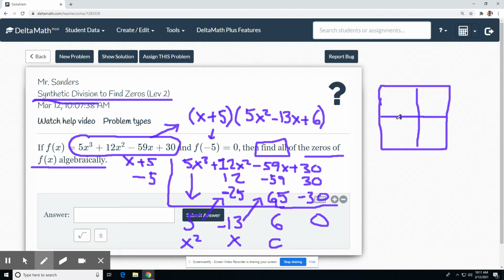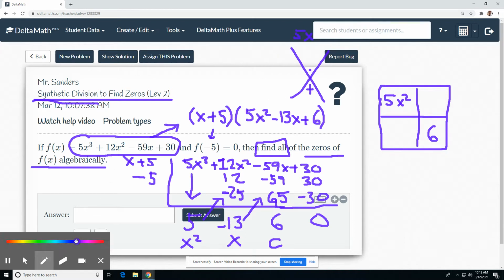In the box method, we put the x squared term at the top left. We put the constant at the bottom right. We use a diamond problem to find what these two numbers are. The multiplied number is 5x squared times the 6. That's going to give us 30x squared.